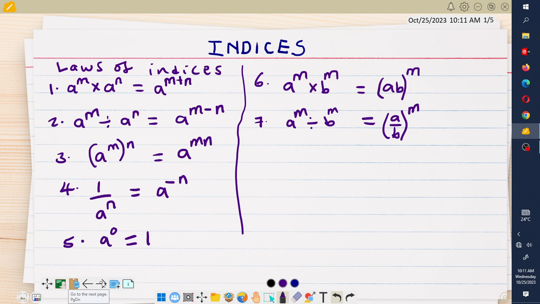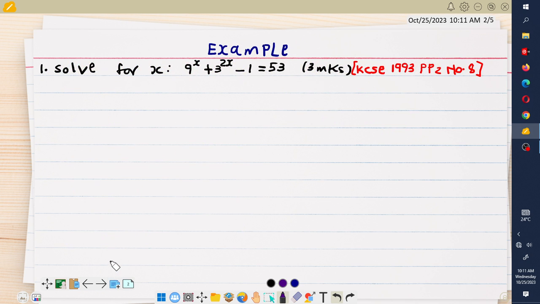So we look at an example of how we can apply these particular laws in real life. We start with a past cases equation which was done in the year 1993, paper 2, question number 8. The question reads: solve for x in 9 power x, plus 3 power 2x minus 1 is equal to 53. The first step, I'm going to take negative 1 towards the right hand side, so that I have 9 to the power of x, plus 3 to the power of 2x equal to 53 plus 1, which will give you 54.